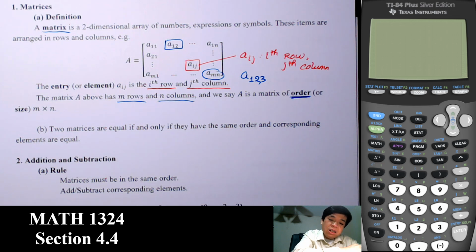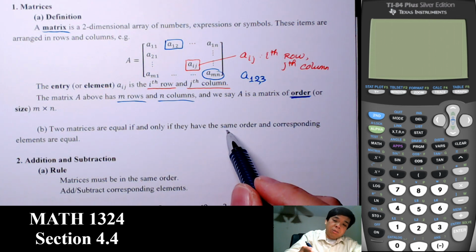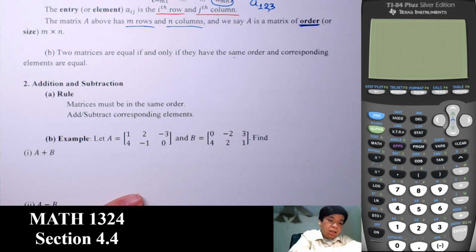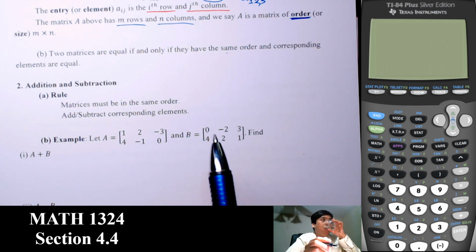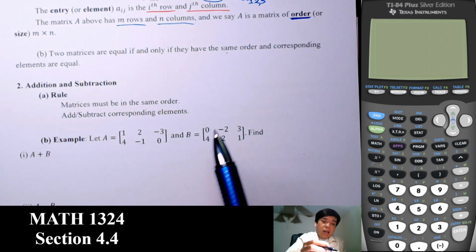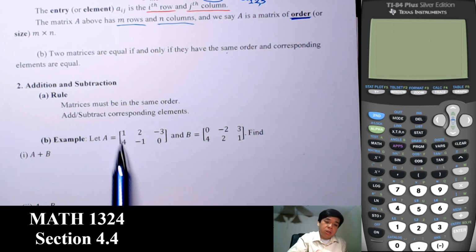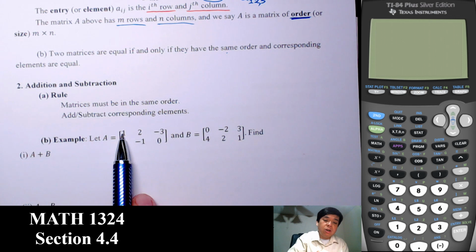Two matrices are the same if they have the same order, meaning the same number of rows and columns, and the corresponding elements are equal. So very basic. Next, how do we add or subtract matrices? When we add or subtract, first of all they have to have the same order. Both of these have 2 rows and 3 columns, so we can add them. Then we just add or subtract the corresponding entries, the first row, first column with the first row, first column, like that.